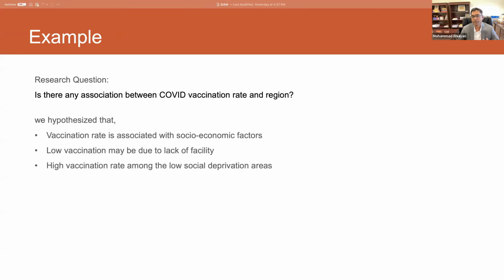This is an example where we wanted to see COVID vaccination rate by region in Louisiana. We collected the data from the Louisiana Department of Health, and we wanted to see, if I move from one region to another region, do we see a different vaccination record in Louisiana? Does it have anything to do with socioeconomic factors, lack of facilities, and their deprivation index?